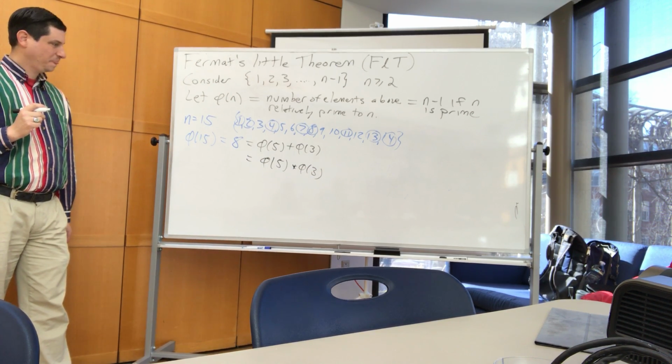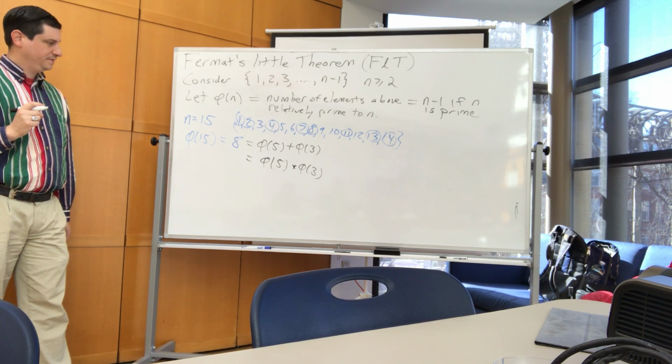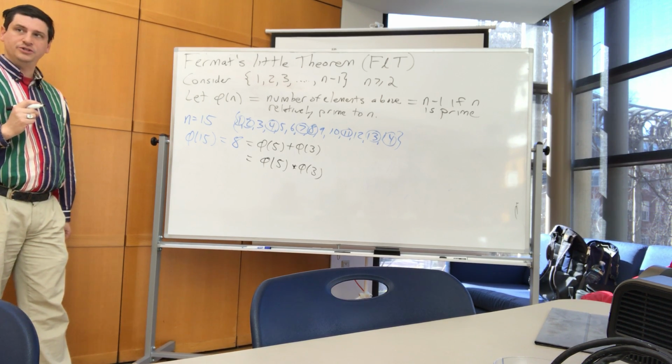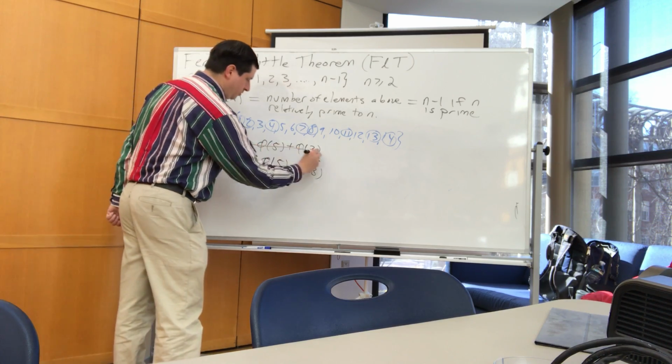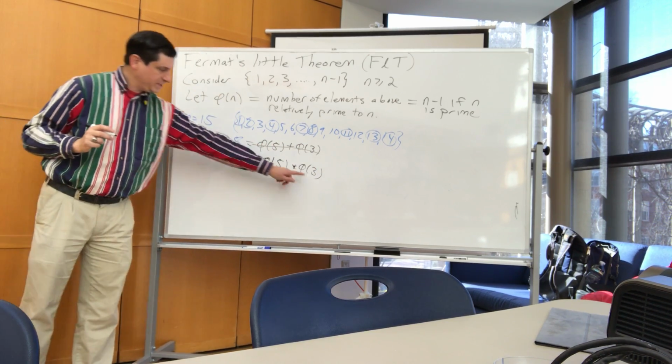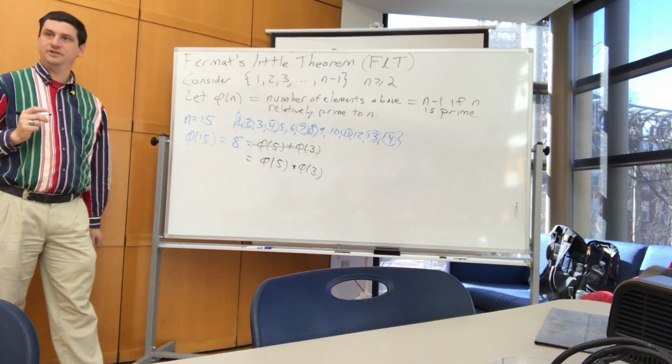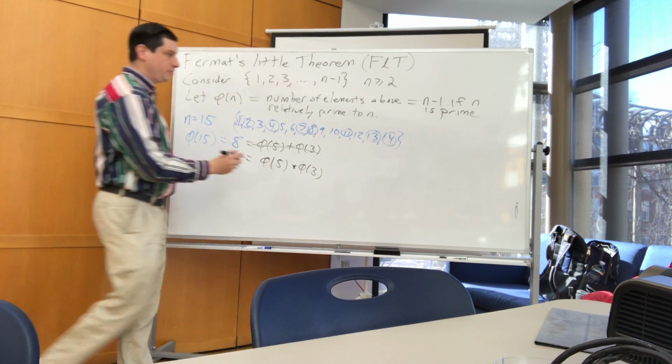So what's phi of 5? 4. And what's phi of 3? 2. Okay, so we know the sum doesn't work. But 4 times 2 is 8. So we now at least have a conjecture.